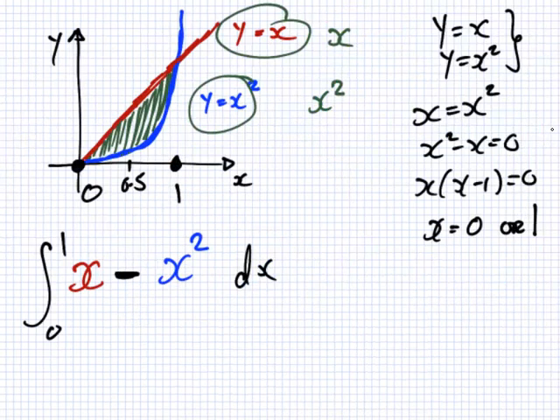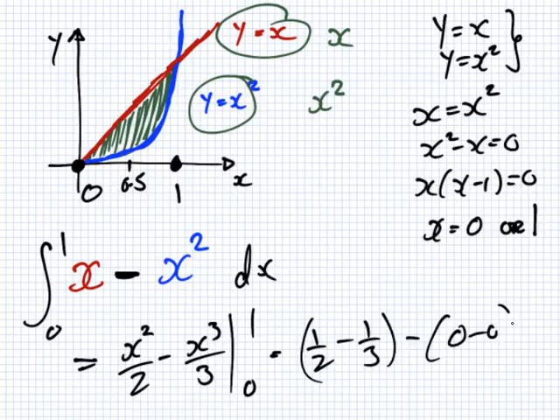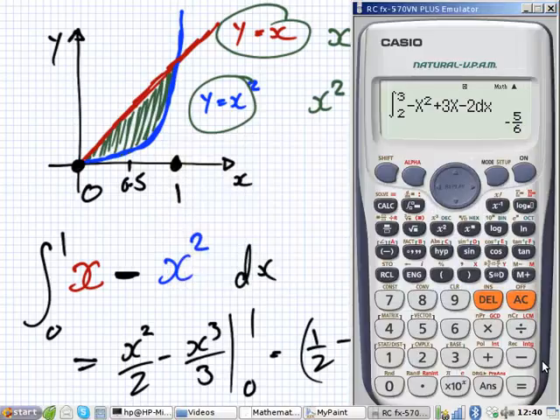Right, now it's not so difficult. Let's calculate. What does x become? That's x squared over 2, and this one is x cubed over 3, from 0 to 1. That would be 1 over 2 minus 1 over 3 minus 0 minus 0. So the answer is 1 over 6. Let's check this on the calculator. Integrate from 0 to 1 of x minus x squared, and we got 1 over 6.